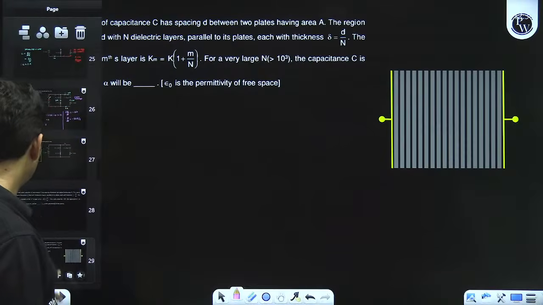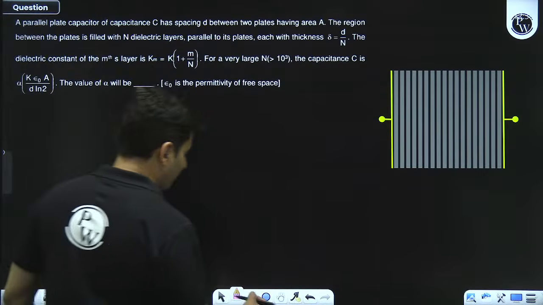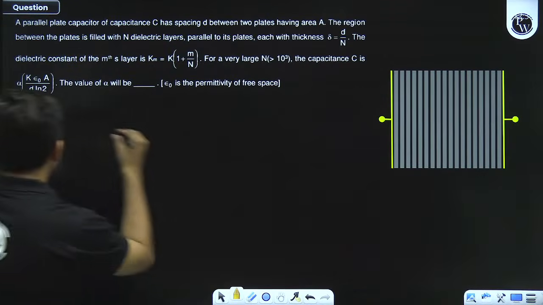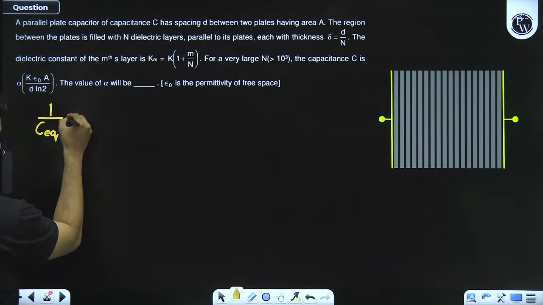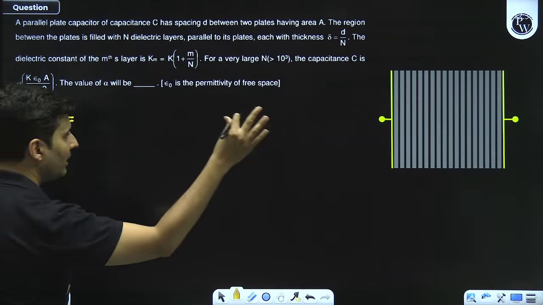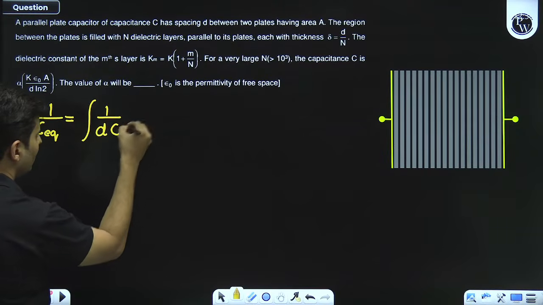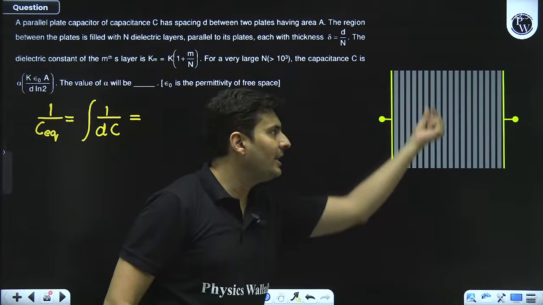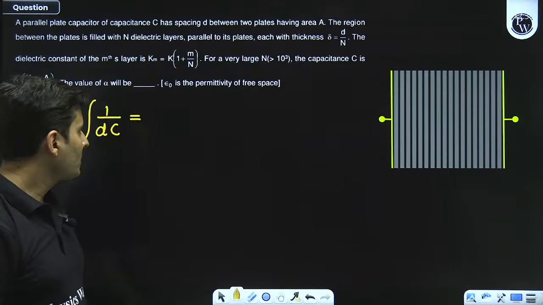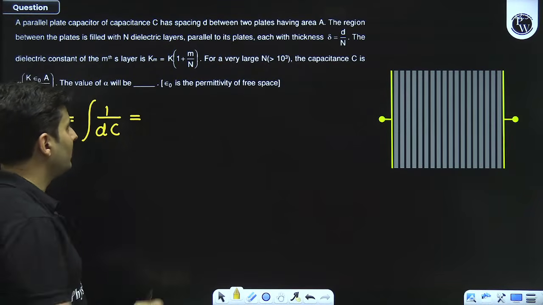Now, let's write it down over here. 1 by C equivalent is, there are multiple such things. So, integral 1 by dC. Now, what is this dC? dC is the capacitance of any one such layer. How much will that be?